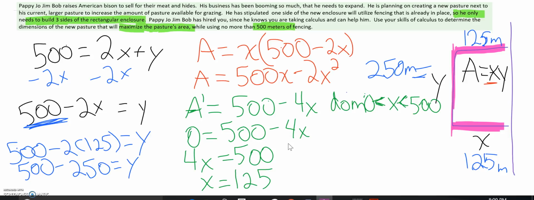So have we answered the question here? Did we determine the dimensions of the new pasture that maximize the pasture's area? Yes, we did. They should be 125 meters by 250 meters.